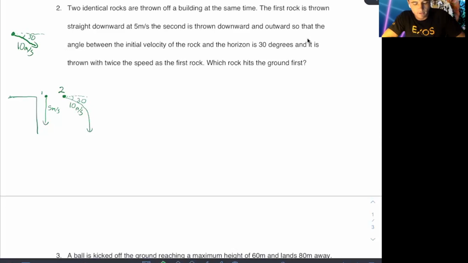30 degrees from the horizon, okay? So we want to find essentially the velocity in the y direction, right? So we want to break it down into its components and find the velocity in the y direction. We have the velocity in sort of like the hypotenuse, the diagonal direction. We want to break it down now.